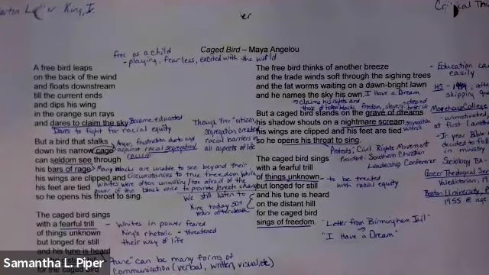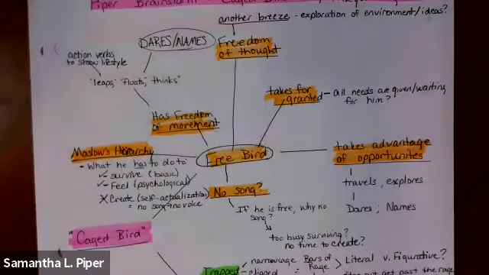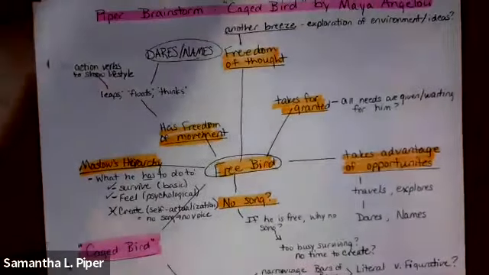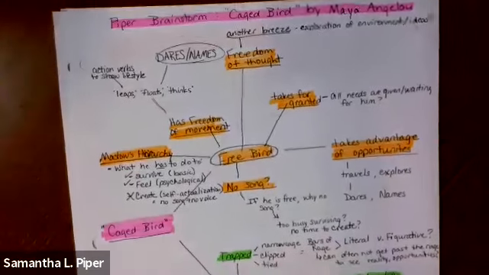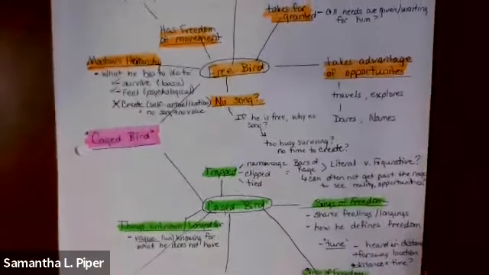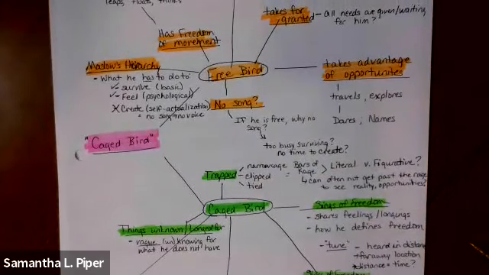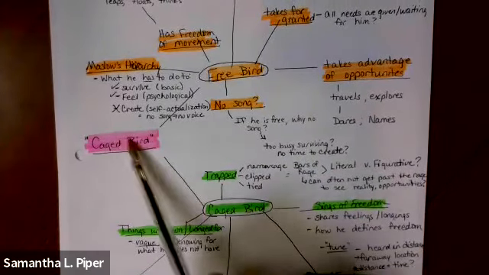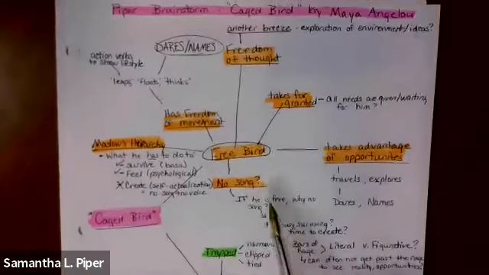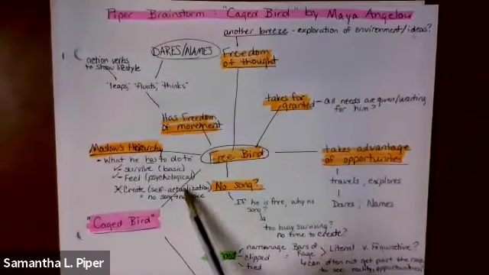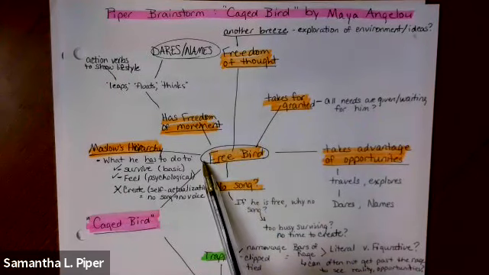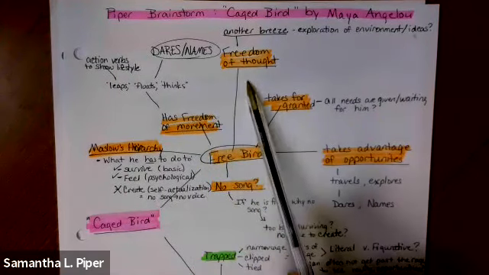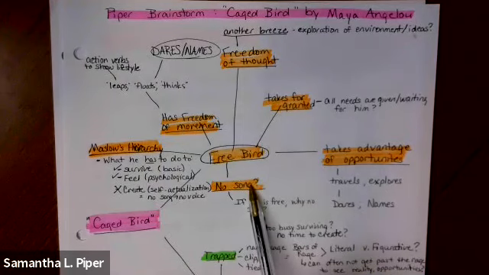Okay, so that's an example of the critical thinking. Let me show you what I have here for brainstorming with the poem. I have kind of a web structure, and I've highlighted some things just to kind of separate it out. So we're talking about Caged Bird. And if we start with a free bird, I brought a line up here, and you can see here's the free bird.